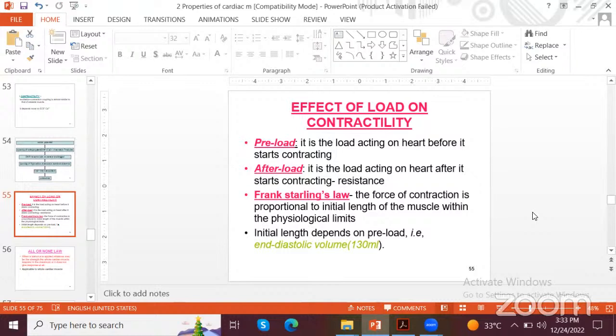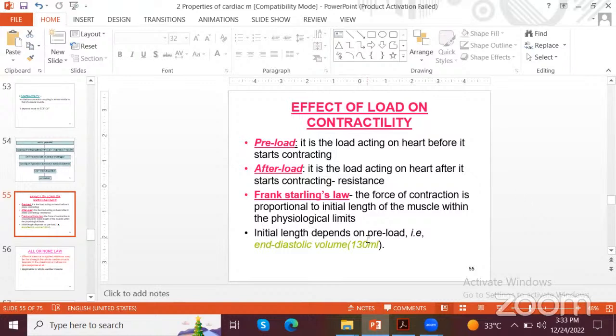So preload we can say is the end diastolic volume, meaning how much blood is inside the heart and how much it got expanded before the contraction. And afterload means the resistance offered by the blood vessels. How much resistance is offered and how forcefully our heart has to pump to overcome that resistance. That is the afterload.